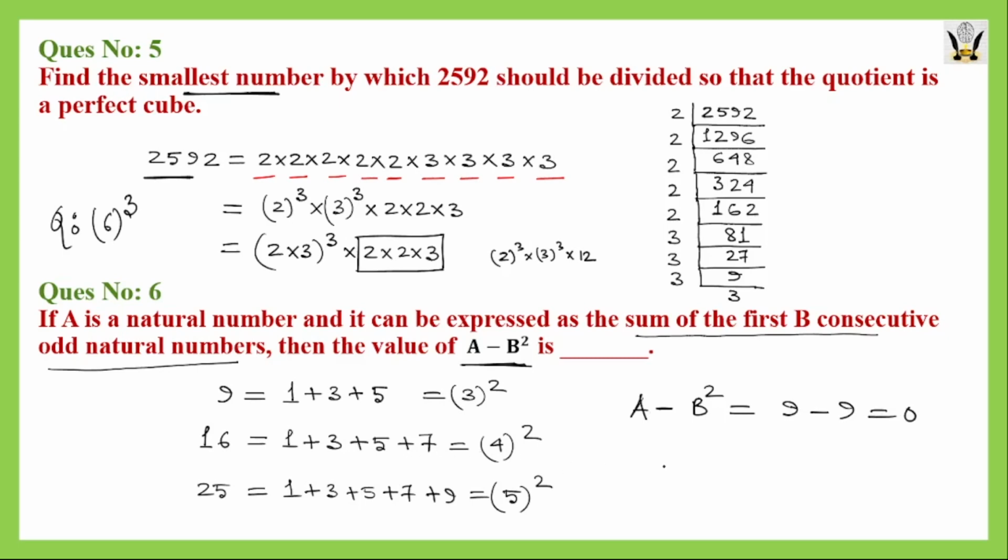As per the second example, a will be 16 and b is 4, so b square will be 16, so that will be 0. And that is applicable for any number which satisfies the condition which is given in the problem statement. And always this a basically will be a square number.